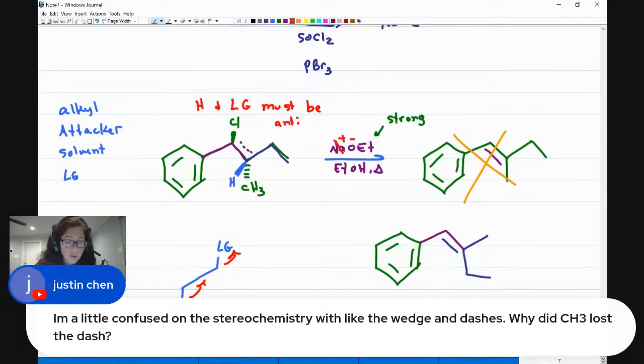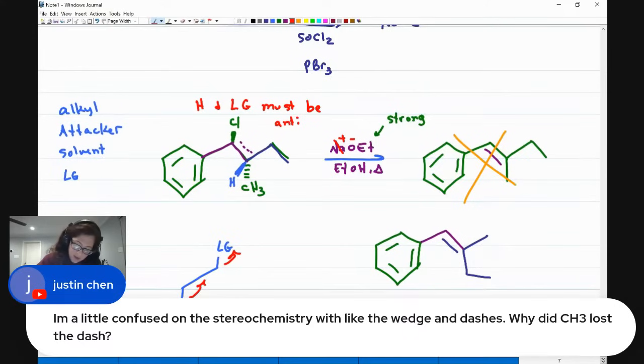Oh, whoops, where did it go? I'm a little confused on the stereochemistry with the wedge and the dash. Why did the CH3 lose the dash? Okay, so I think you're asking not about the rotation, but about this right here. And that is a really, really good question. So Justin, let me know if that's what you were asking.